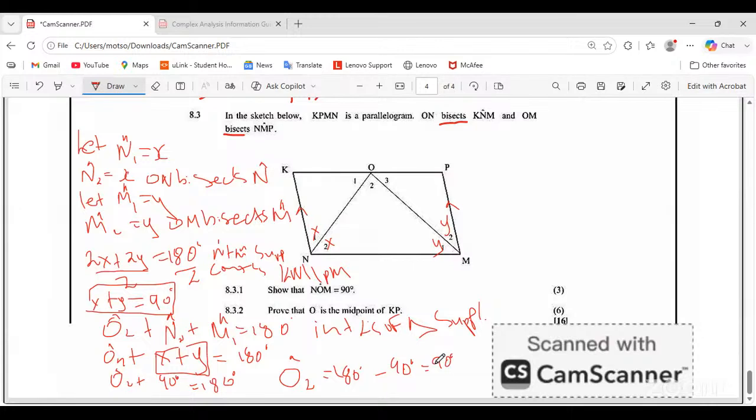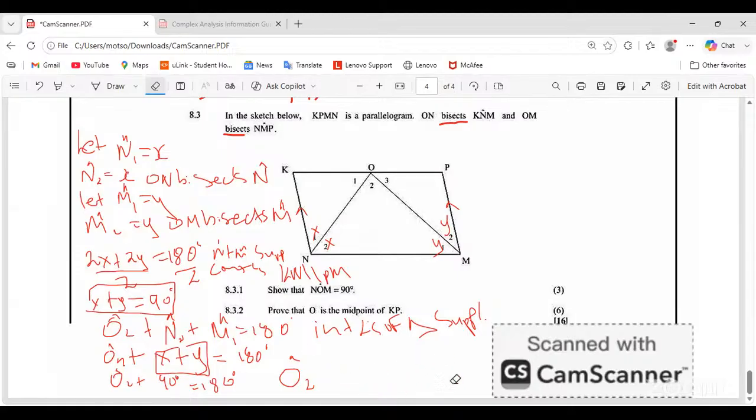Now we have proved that angle NOM is equal to 90 degrees. You are done with question 8.3.1. Now, let's continue to the next question, 8.3.2. Let me erase this mess that I'm having here, just to have some space to use to answer the next question.